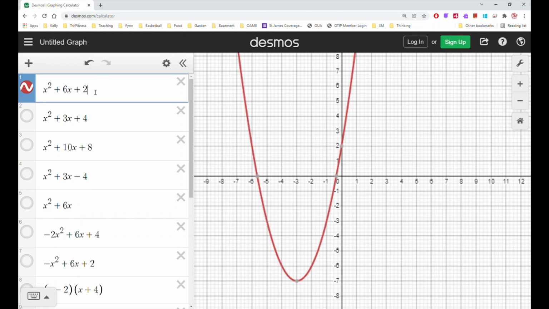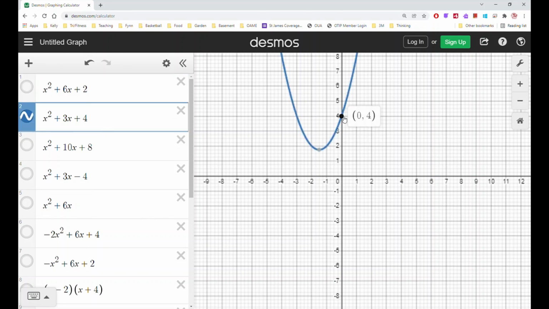So if we look at this equation right here, x squared plus 6x plus 2, the piece you want to look at here is the 2, which is the y-intercept. Okay, and if you notice, the 2 in your equation is the very last number, your constant. So since the plus 2 is there, it matches up with the plus 2 here. So let's see what this one looks like. This one's x squared plus 3x plus 4. Let's see if that holds constant.